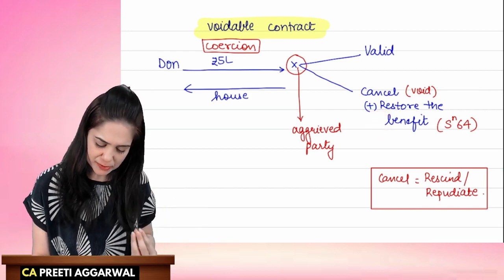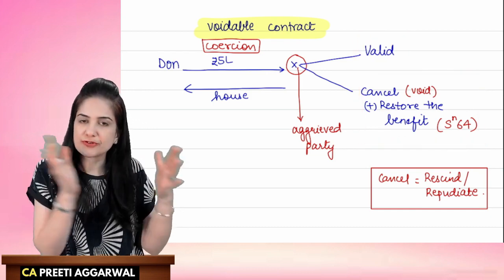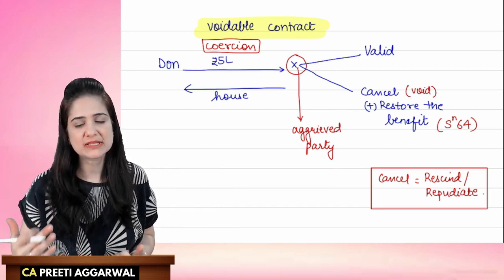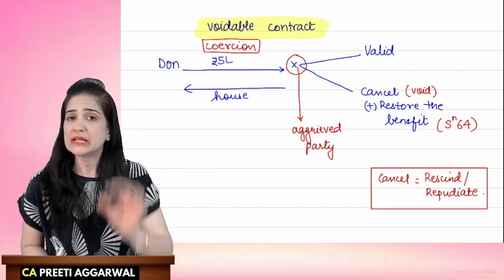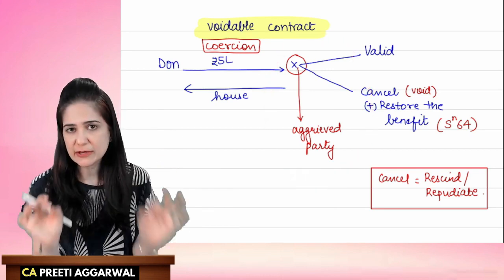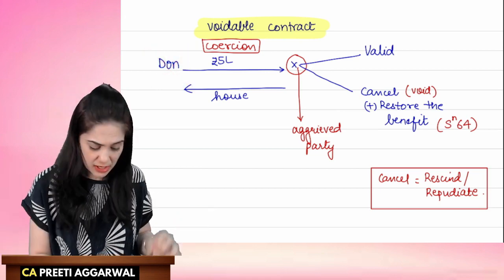The benefit which you have received will have to be restored. So this option is available with the aggrieved party, and contracts where such option is available with the aggrieved party are known as voidable contracts. These options are available only and only with the aggrieved party. They are not available with the other party.